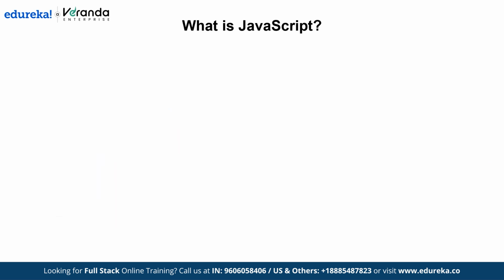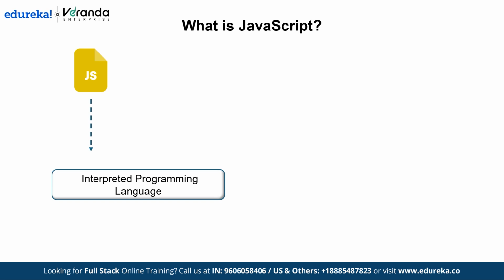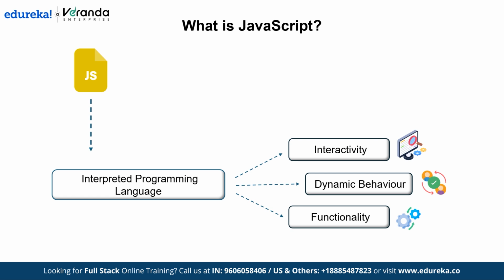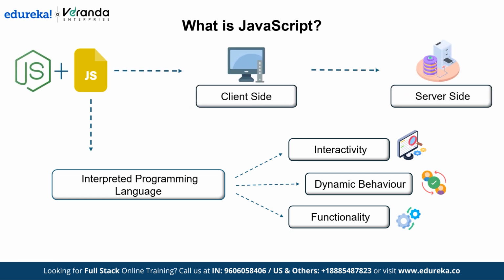So now, let us understand what JavaScript is. JavaScript is an interpreted programming language used to add interactivity, dynamic behavior, and functionality to web applications. It works on both the client side and the server side. On the client side, it runs directly in the browser, making web pages more interactive. On the server side, with the help of platforms like Node.js, it handles backend operations. So with JavaScript, you will be able to create dynamic and engaging websites that respond to user actions, making the web more interactive and functional.